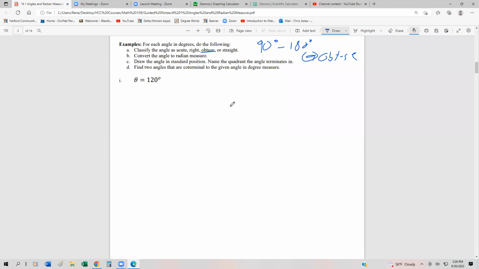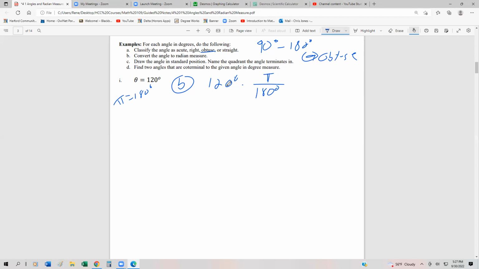Convert the angle to radian measure. What we're going to do is take the 120 degrees and multiply that by pi over 180 degrees. Remember, we have the relationship that pi radians is equal to 180 degrees, and we're going to put the pi on top and the 180 degrees in the denominator. Anytime we want to eliminate degrees, we should have degrees in the denominator. Anytime we want to eliminate radians, we should have radians in the denominator.